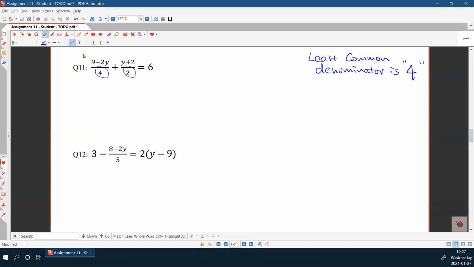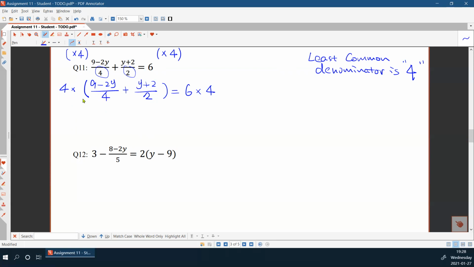So we can multiply both sides of the equation by 4, right? Okay, let's see what will happen. The left-hand side of the equation times 4 gives us this. Okay, right-hand side, 6 times 4, right? Multiplying the same number to both sides of the equation gives us an equivalent equation. So all we need to do is to solve the new equation, okay?